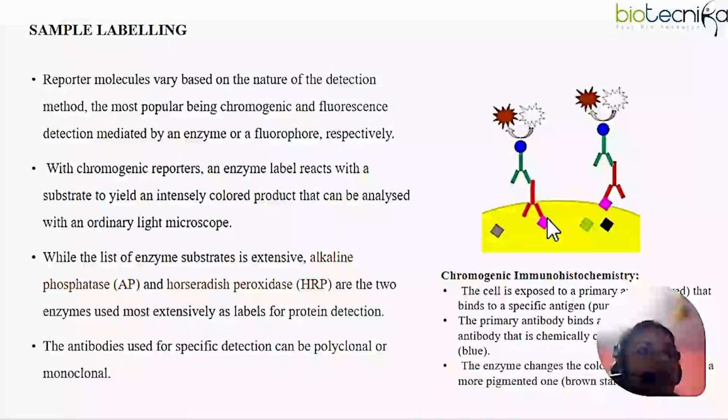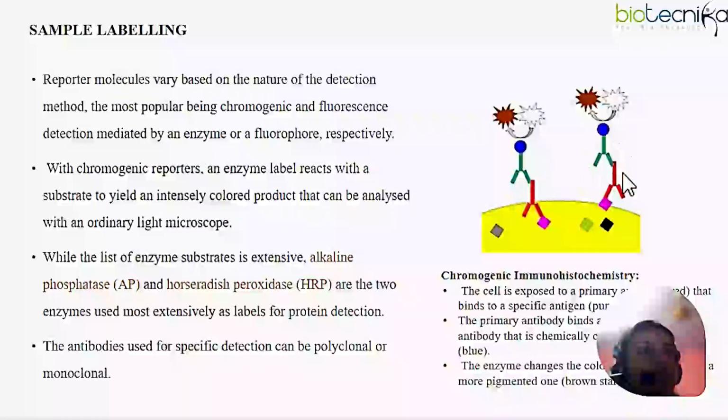So the protein which you want to identify, add primary antibody against that particular protein. Then you add a secondary antibody which is conjugated with an enzyme. The enzyme changes your uncolored substrate into a colored product that becomes your chromogenic signal, or you can use a fluorescence for your secondary antibody. You have that antigen, add primary antibody specific for your antigen.